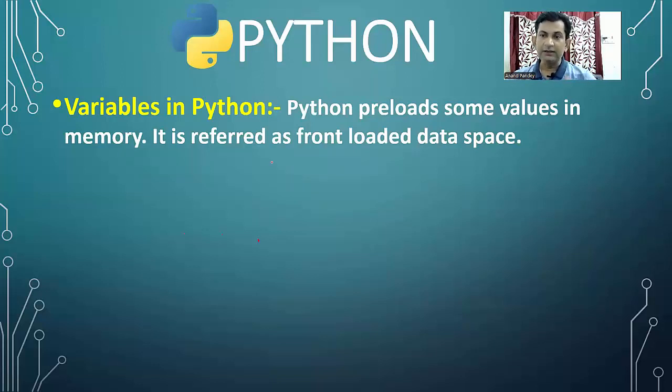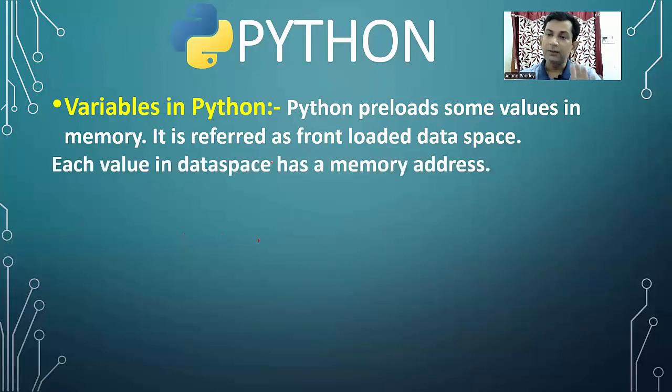On the screen I have written, Python preloads some values in memory. It is referred to as front-loaded data space. Let me tell you what Python does. It uploads some values in the memory. Some values are already uploaded in the memory by Python, and each value has a memory address.